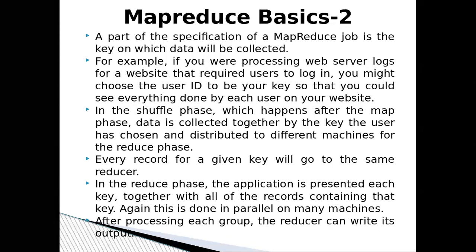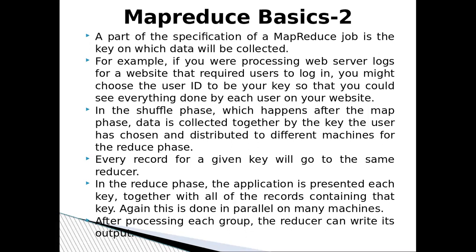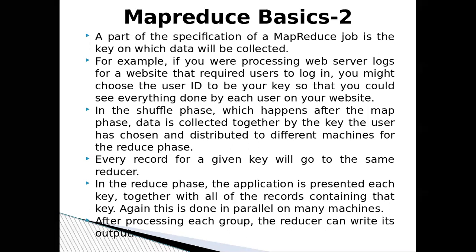Now, how does it do it? There would be a key on which the data would be collected. In all MapReduce jobs, they are based on the key concept. For example, if you are processing web server logs for a website, web server logs means it keeps a track of what users have visited and what they have done on a particular website. So if you are seeking information analysis from such logs, you would choose the user ID to be your key, so that you could see everything that a user has done on the website.